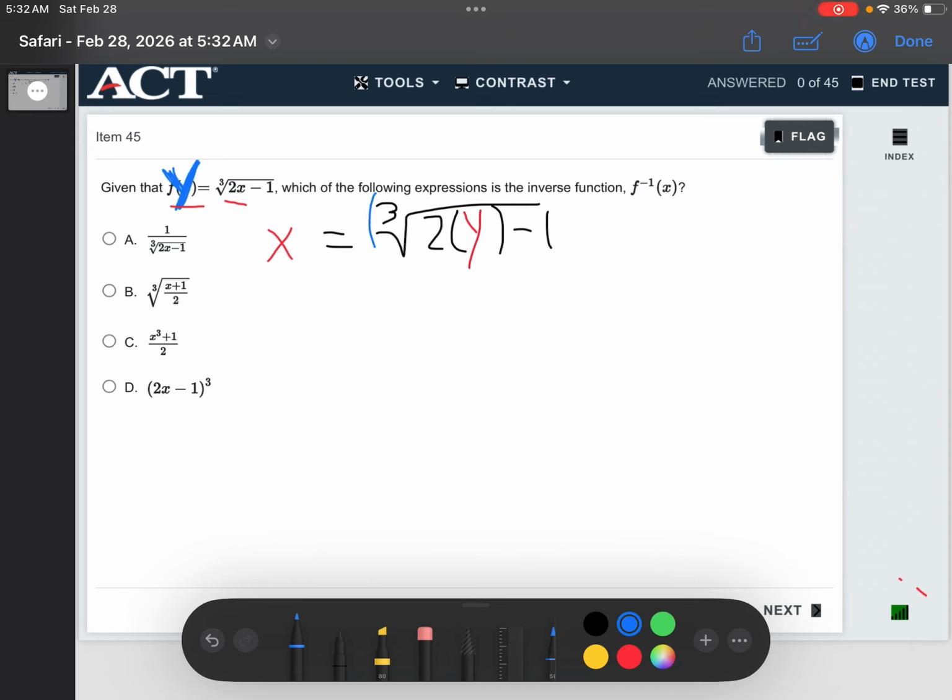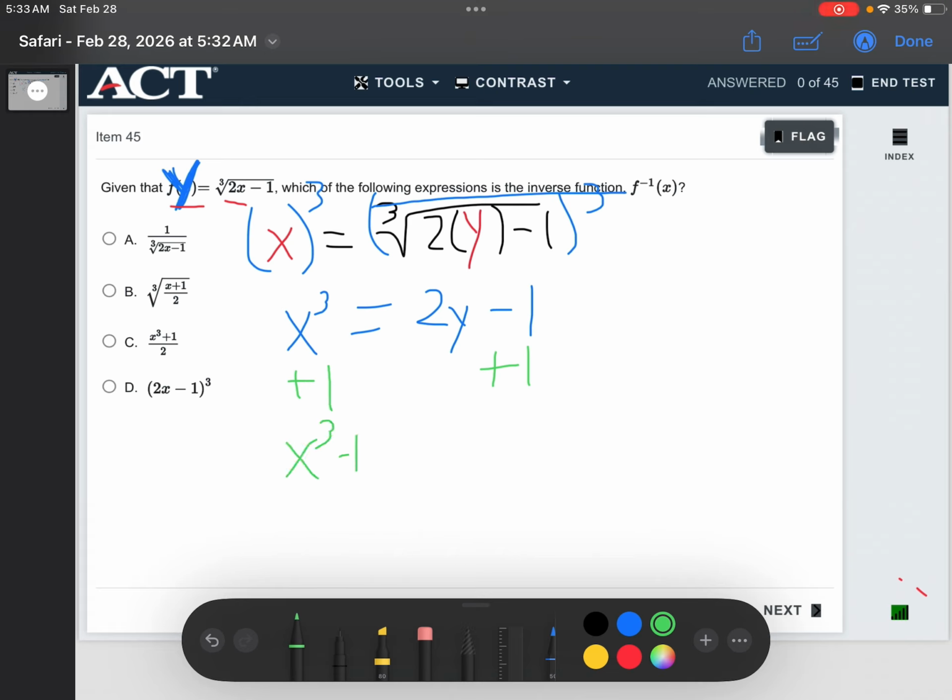There are a lot of algebraic operations happening here. The first thing I would want to do is cube both sides, so I end up with x cubed, and over here my cube and my cube root cancel, so I just have 2y minus 1. Now I just continue solving for y. It's much easier now that I got rid of that cube root. So I add 1 to both sides: x cubed plus 1 equals 2y. The last step is I divide both sides by 2 to get that 2 to cancel, so I end up with y by itself. Yes, it's on the right, but it doesn't matter which side of the equation it's on. So there's my x cubed plus 1 all over 2.